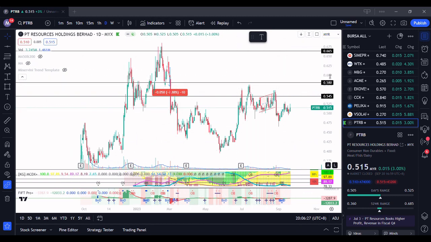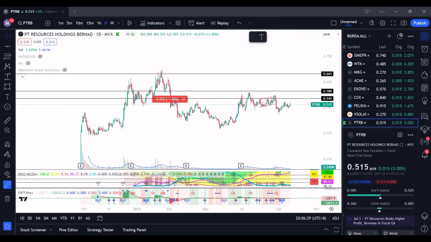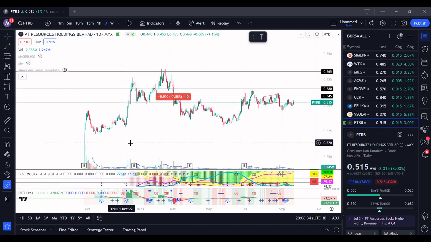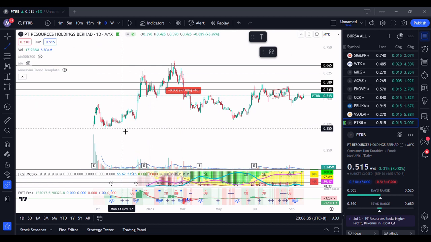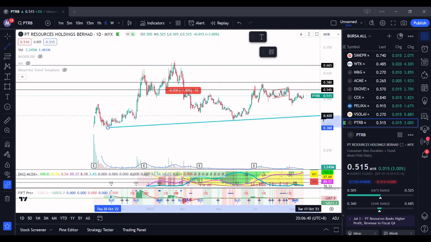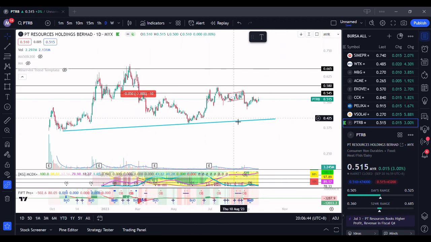PTRB is not so suitable, but if you want to look at it in a very long term way, you can draw. This is actually the low. These lows are the same, so I'll just take this one, and you can draw it over here. This is not really a valid one because it hasn't touched 3 times. To me, PTRB looks more sideways. It's a bit difficult for you to actually draw a trend from here.